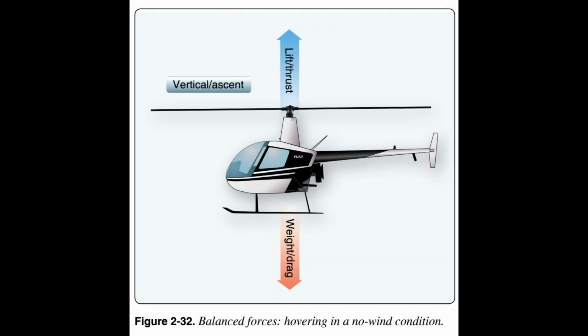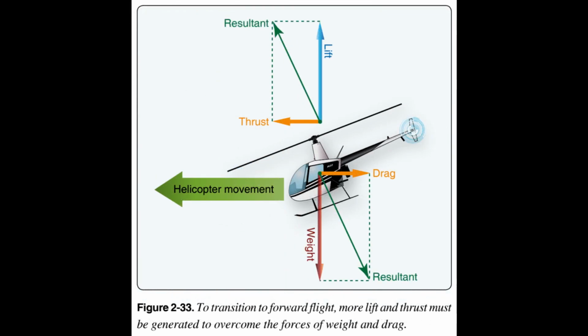Figure 2.32. Balanced forces, hovering in a no-wind condition. Figure 2.33. To transition to forward flight, more lift and thrust must be generated to overcome the forces of weight and drag.